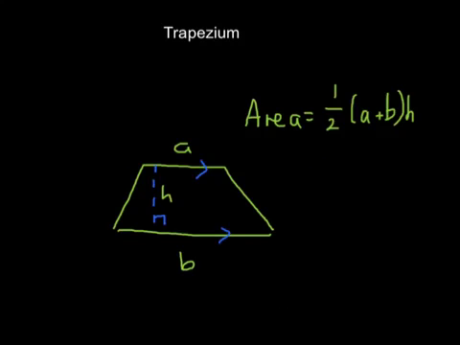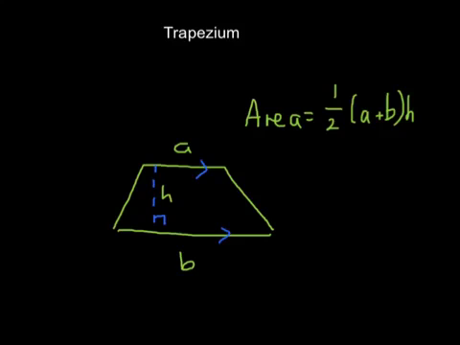Trapeziums are shapes that have a set of parallel lines in them. So just this one here and this one here. We normally call those lines A and B. Now the trapezium can have any angle here, it doesn't matter, it just has to have parallel lines. And we calculate the area using the formula half times the sum of A plus B times H.